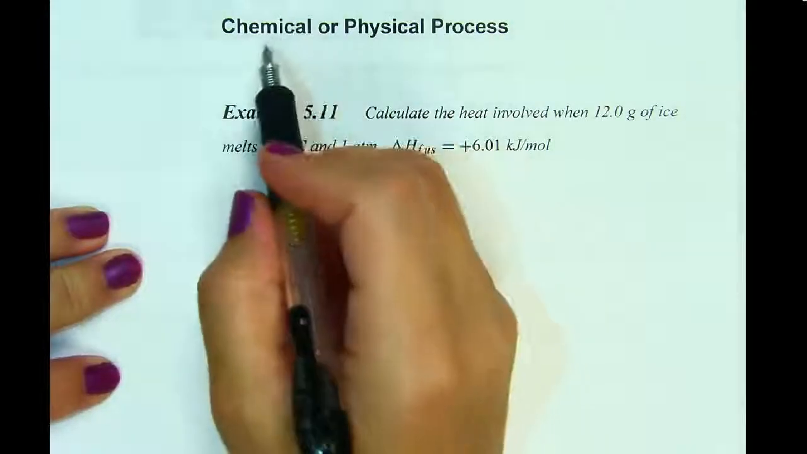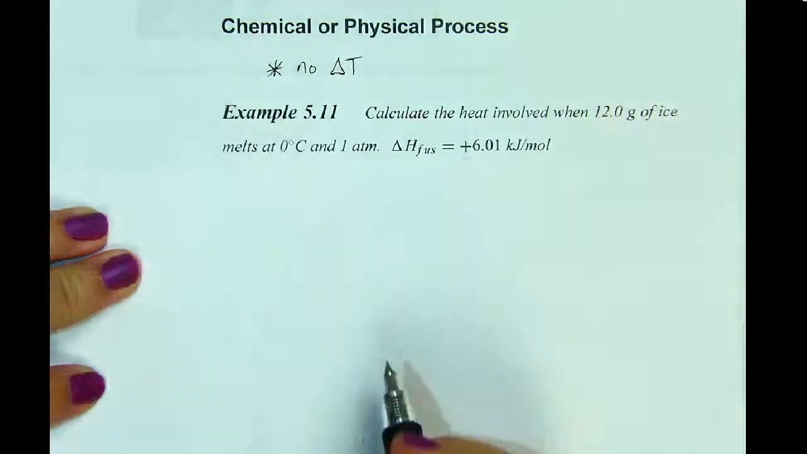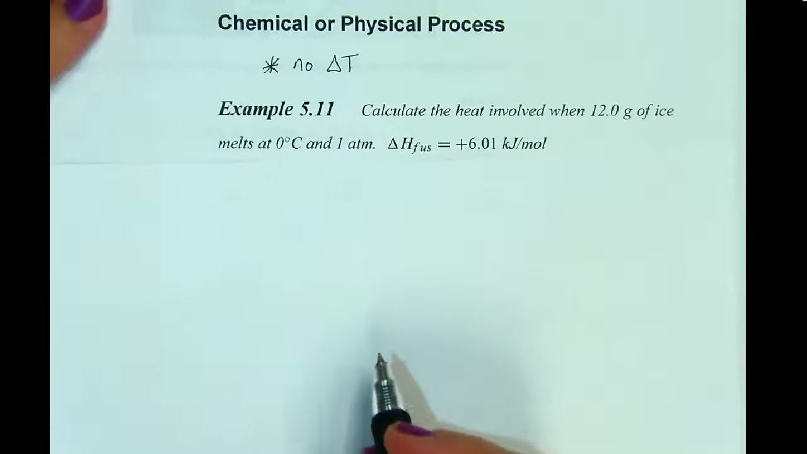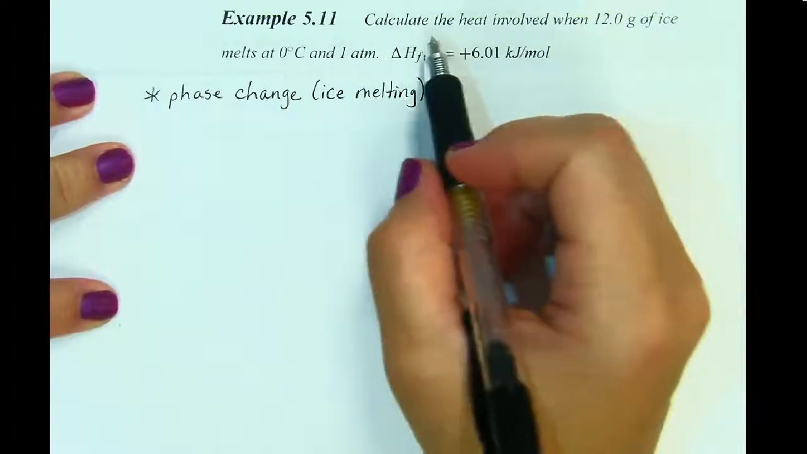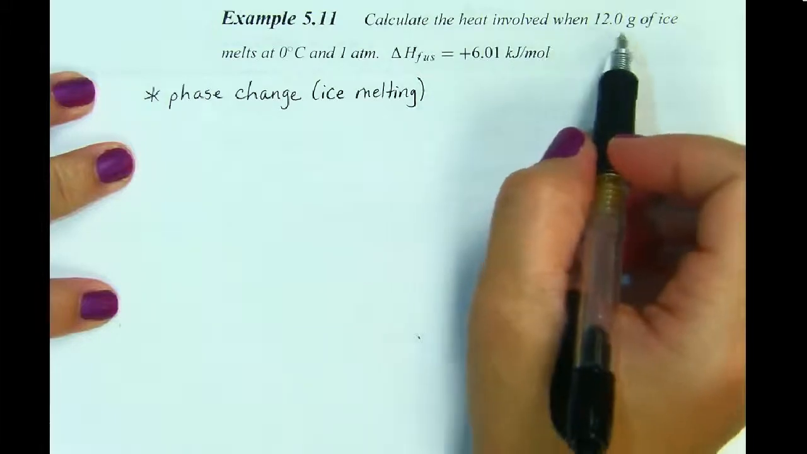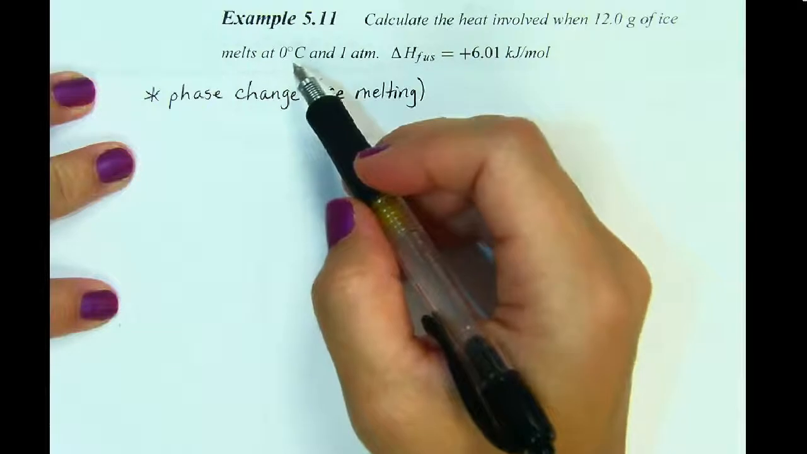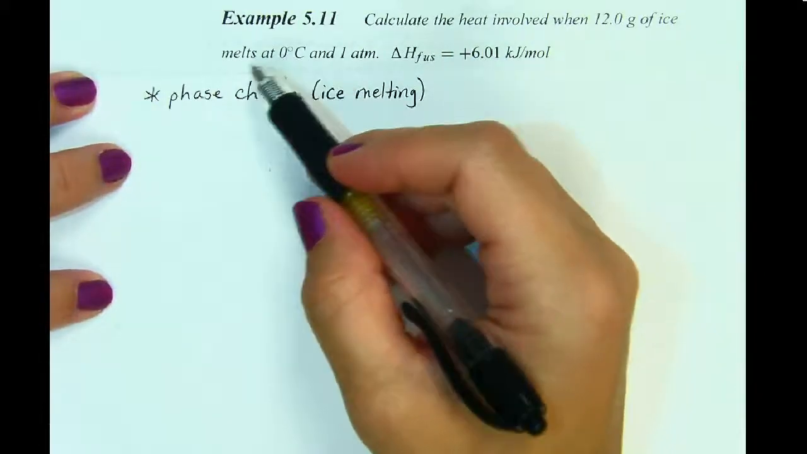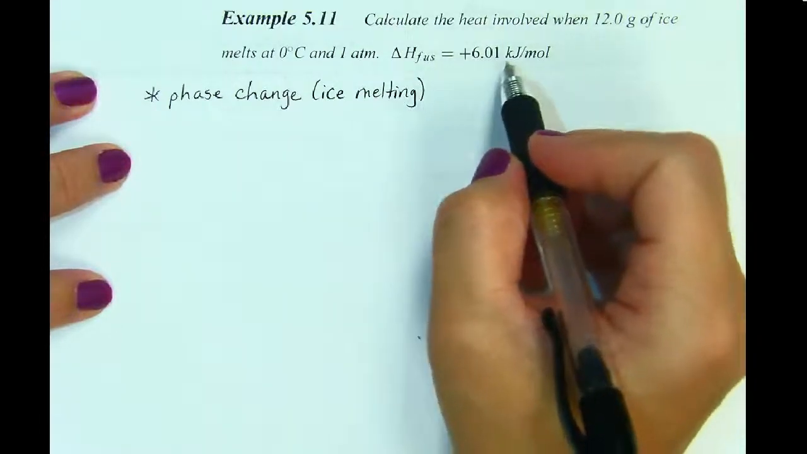Now, let's talk about a chemical or physical process that has no change in temperature. When you have a chemical or physical process with no change in temperature, we're going to have a different equation than we've been using. So in example 5.11, we're going to calculate the heat involved when 12 grams of ice melts at 0 degrees and 1 atmosphere. We're given a temperature, but it's not changing. It's remaining 0 degrees during the entire process of melting. And we've been given a delta H of fusion, 6.01 kilojoules per mole.